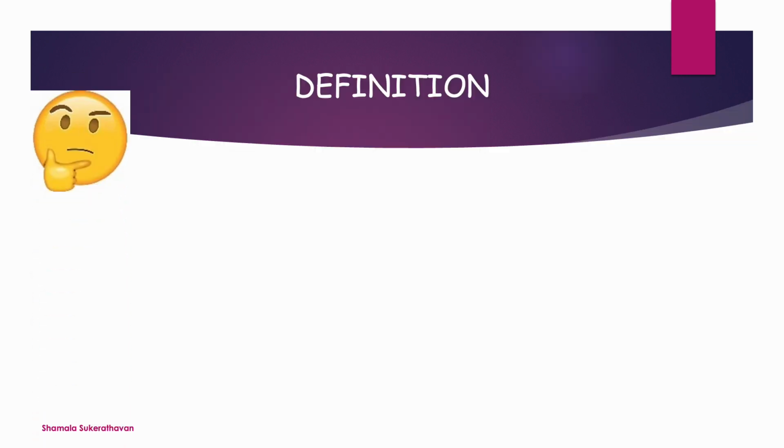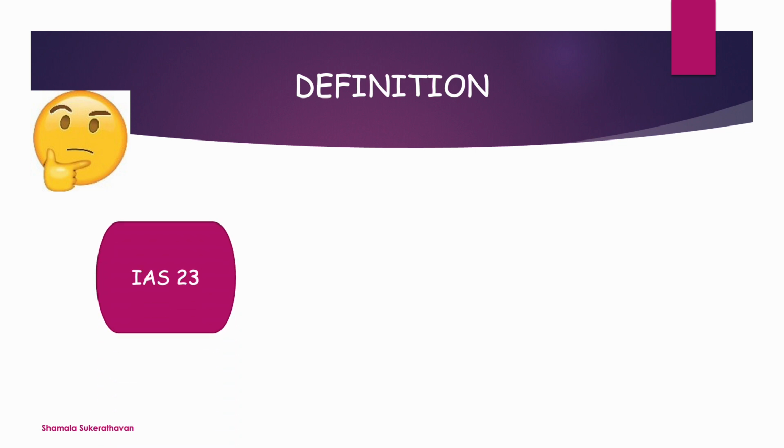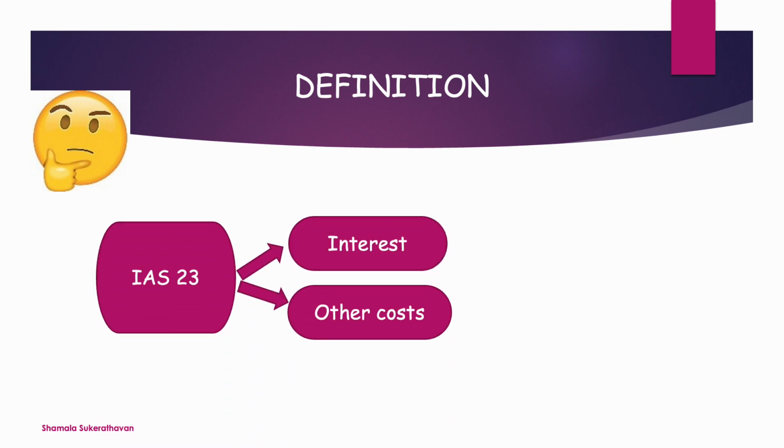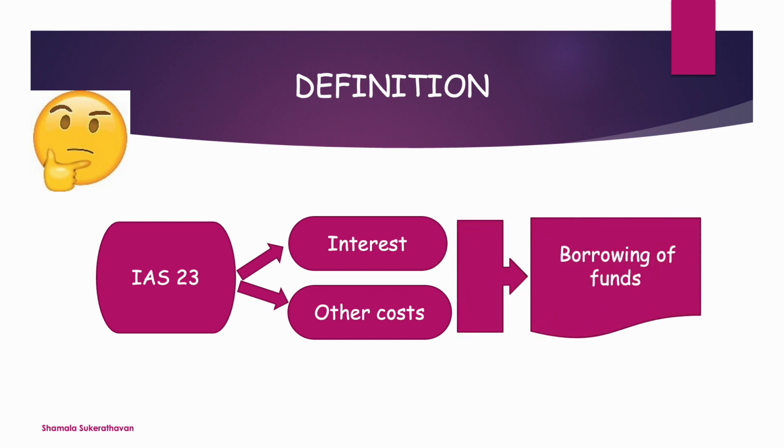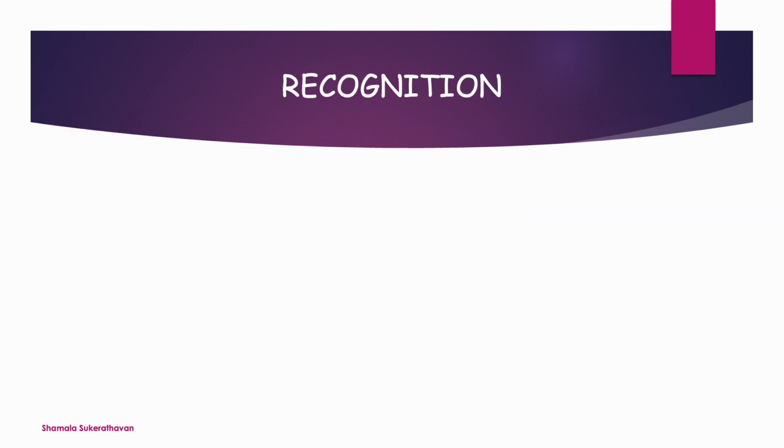So, what is borrowing cost? IAS 23 defines borrowing costs as interest and other costs incurred by an entity in connection with borrowing of funds. Borrowing costs may include the following. 1. Interest calculated using the effective interest method of IFRS 9 financial instruments. 2. Interest in respect of lease liabilities recognized in accordance with IFRS 16 leases. And 3. Exchange differences arising from foreign currency borrowings to the extent they are regarded as an adjustment to interest cost.